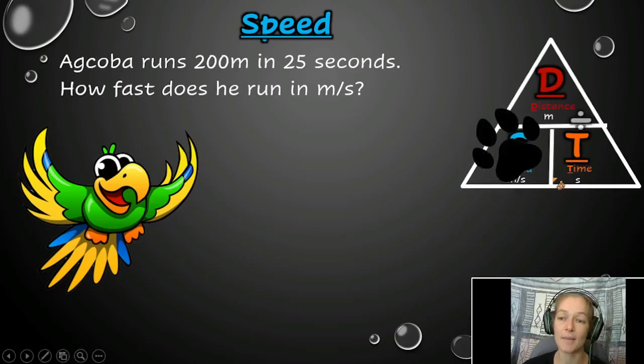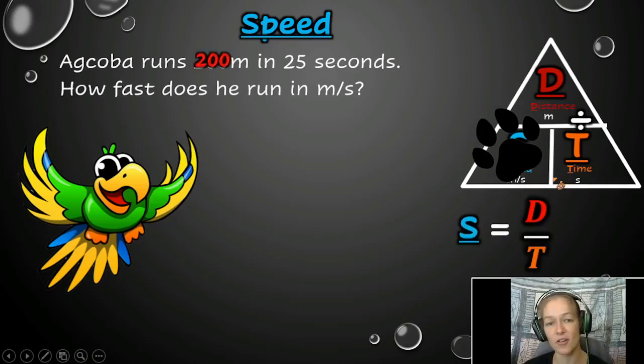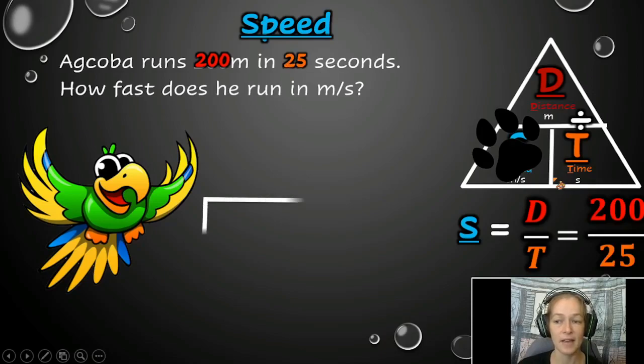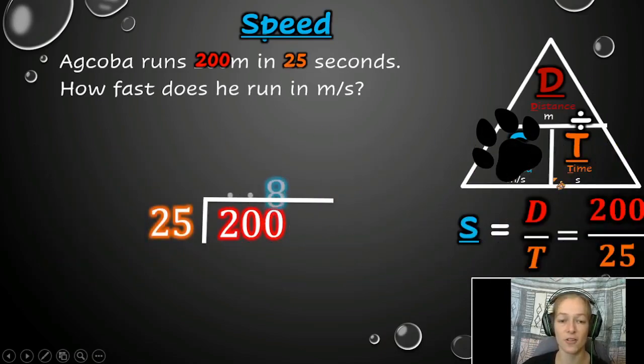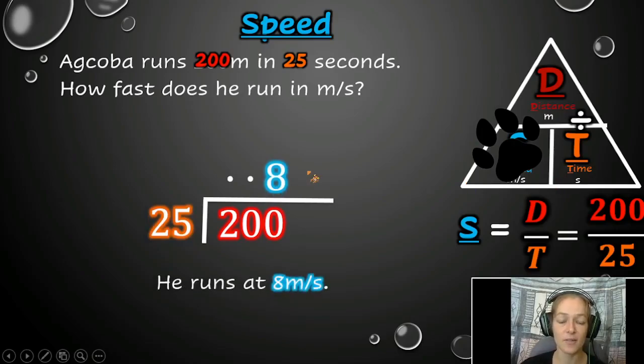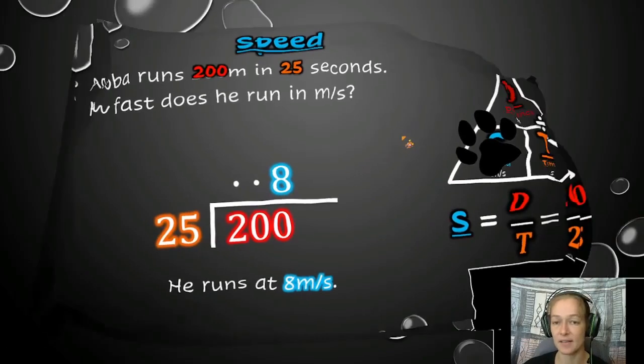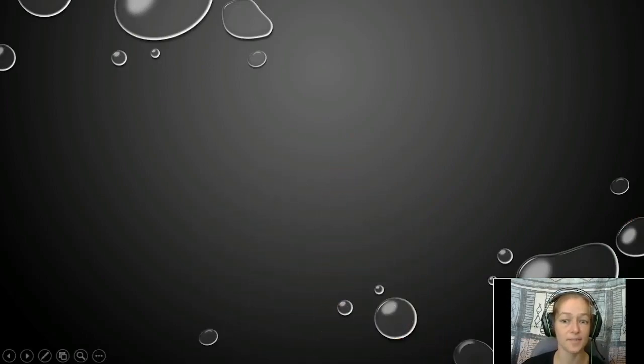So you cover the speed up and you get distance over time. So we know we're just going to be dividing the 200 by the 25. And since 25 goes into 100 4 times, it's going to go into 200 8 times. And October runs at 8 meters per second, which is really fast.